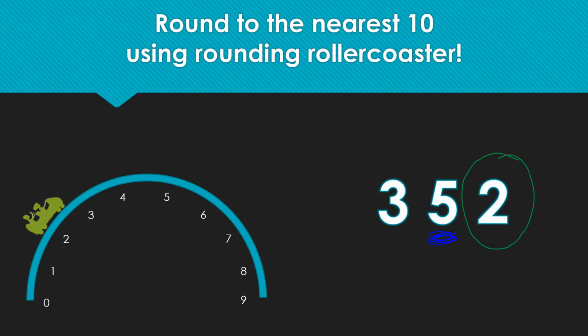So again, if our roller coaster just shut off and it had to roll back down, it would roll back this way. That means our number is going to go down to the next nearest 10 that's below it. So it's going to go to 350.